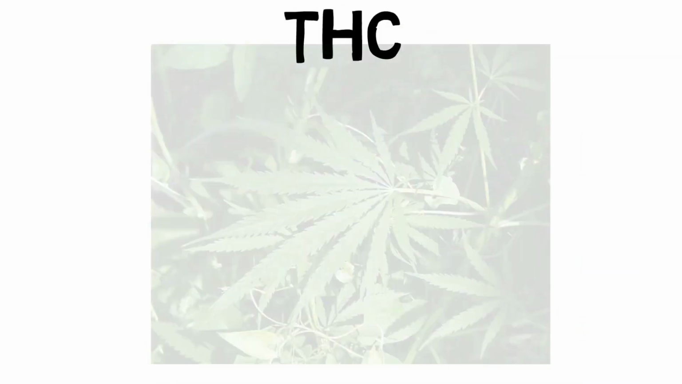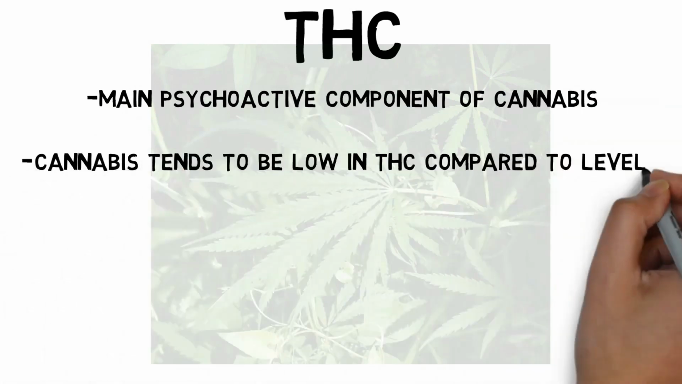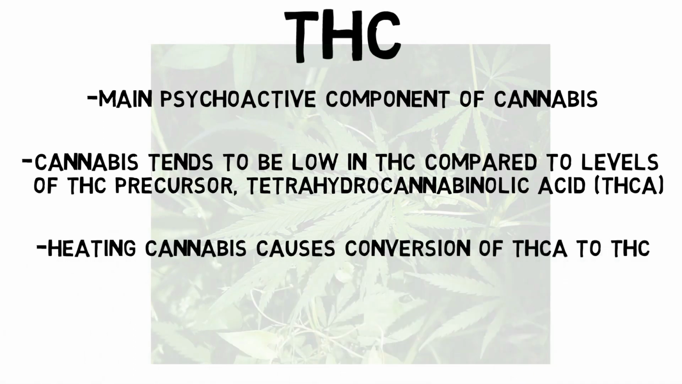THC is the main psychoactive component of cannabis, and one of a class of compounds known as cannabinoids. Cannabis tends to be relatively low in THC compared to its levels of a THC precursor, THCA. Heating the cannabis plant, however, causes the conversion of THCA to THC, which is part of the basis for heating or burning the plant for use.